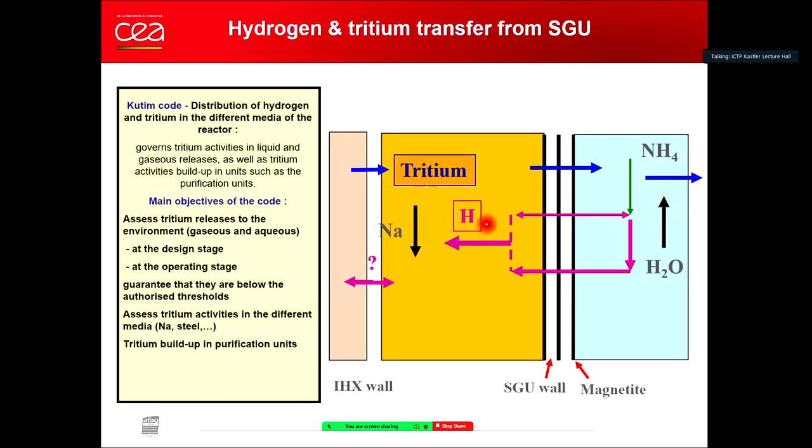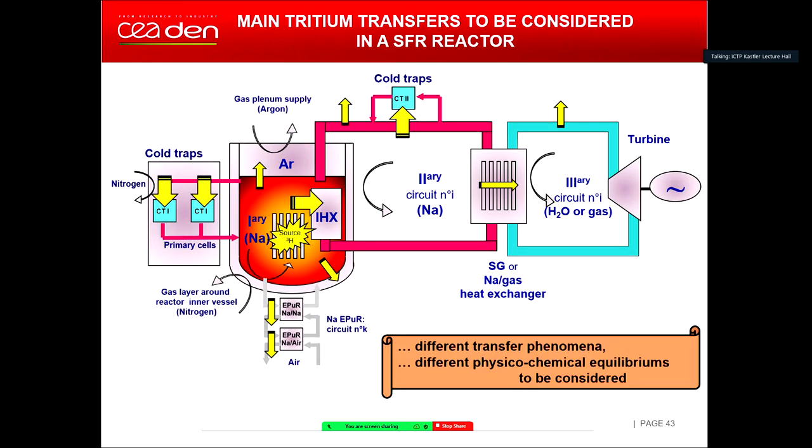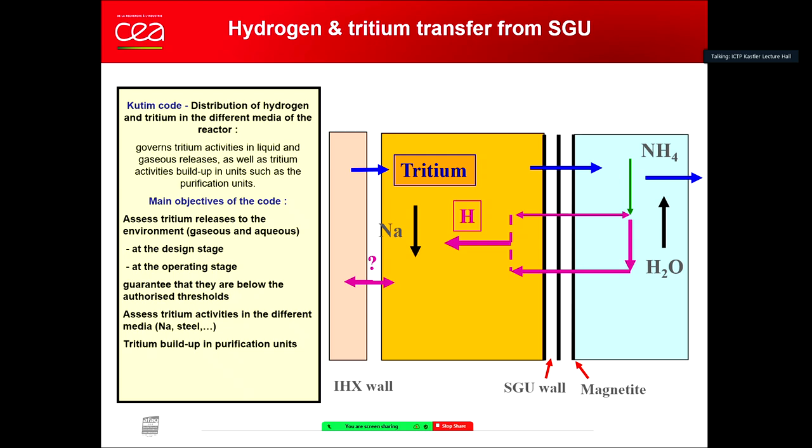Okay, here you have another scheme where you have here, this is the primary. Here you have the AHX wall. Here, in yellow, this is the secondary loop. Here you can see this is the wall of the steam generator between the sodium and the water, okay? And what happens? We have an exchange of hydrogen between the primary and the secondary system because of the possibility to have permeation. But you have also a source of tritium on the primary circuit.